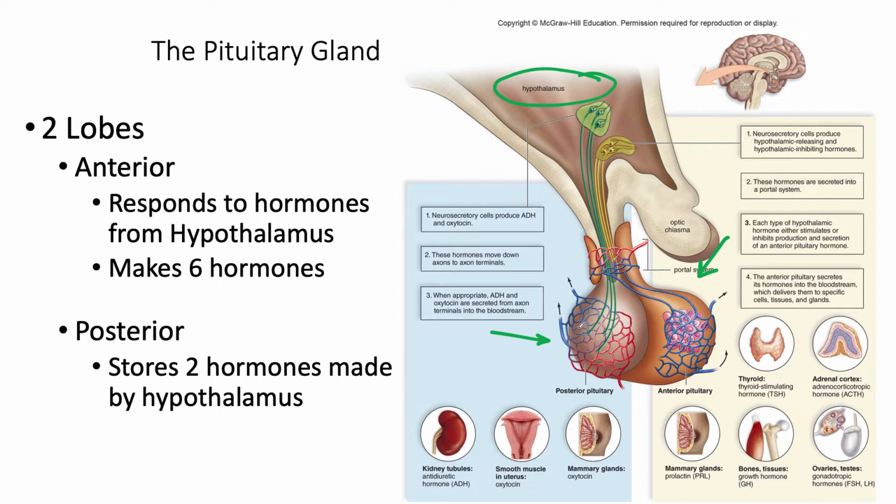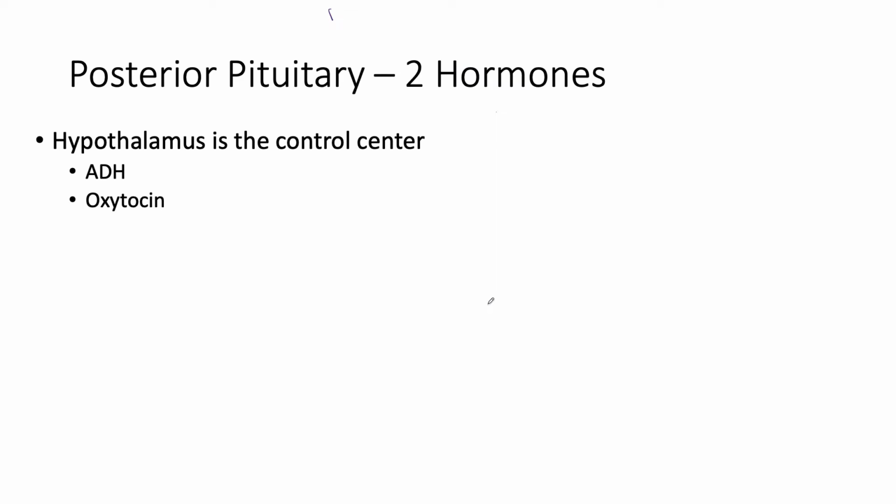The posterior lobe actually just stores the hormones that were made in the hypothalamus. So it's not making its own hormones, it's releasing hormones when told to by the hypothalamus. So there's only 2 hormones that are released from the posterior lobe. Let's start with the posterior lobe since it's a little bit easier. Those 2 hormones that are made by the hypothalamus and released by the posterior pituitary are antidiuretic hormone, or ADH, and oxytocin.